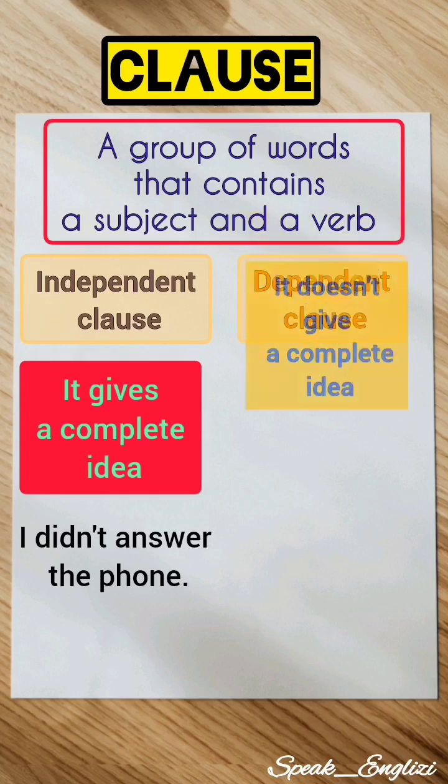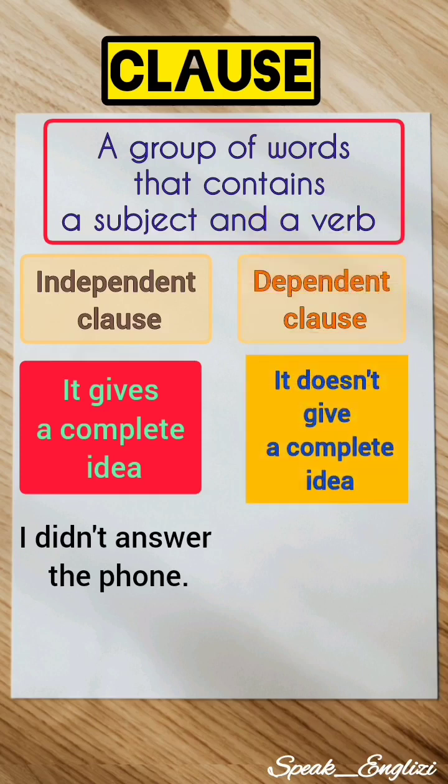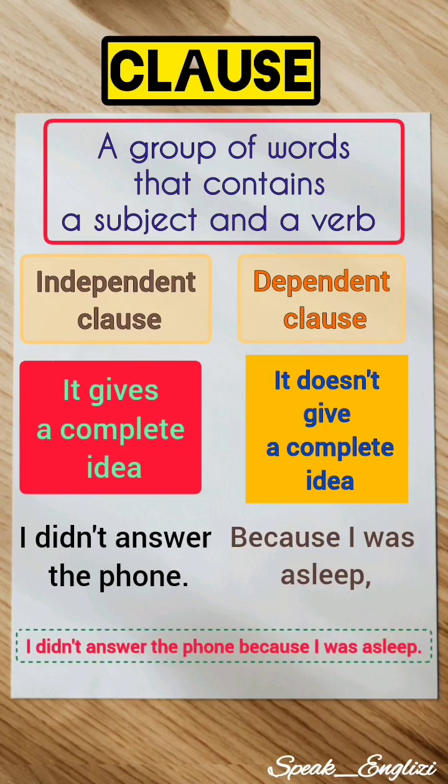A dependent clause doesn't give a complete thought. It depends on an independent clause to clearly express an idea. For example, because I was asleep. Now, if we put these two clauses together, the independent clause, I didn't answer the phone, and the dependent clause, because I was asleep, we'll get the following sentence. I didn't answer the phone because I was asleep.